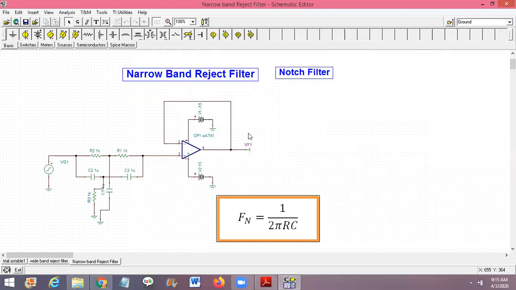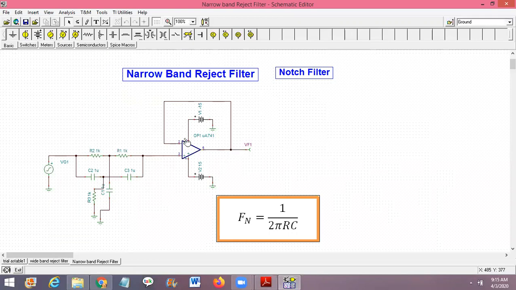Okay. So this is the circuit diagram of the narrow band reject filter. Basically it consists of two T sections. R1, R2 and C1 will form one T section. Similarly, C1, C2 and this R1 will form one more T section.